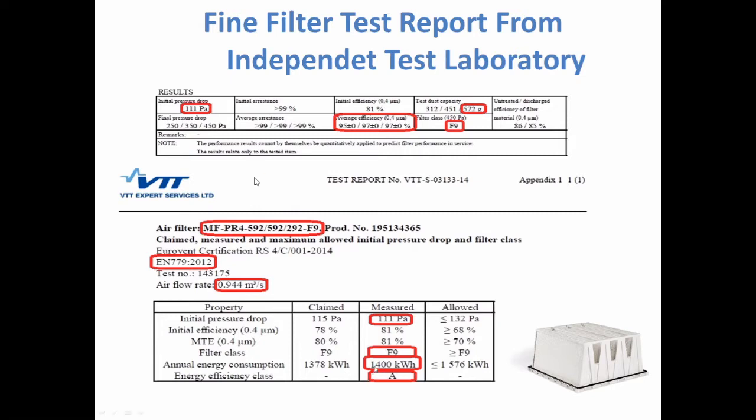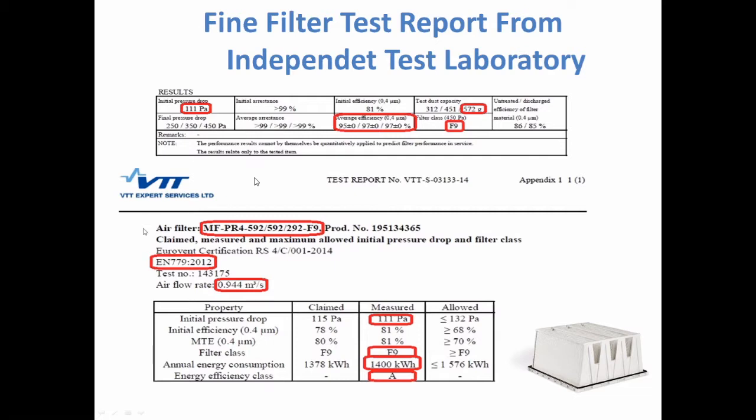Yeah, the report shows the annual energy consumption, which was 1,400 kilowatt. If you compare with another filter, that consumption can be higher, which costs more, let's say, for those who use this filter in their machine, in their air handling unit. So it means more cost. That's why our customers are careful about the energy efficiency of this kind of filters.